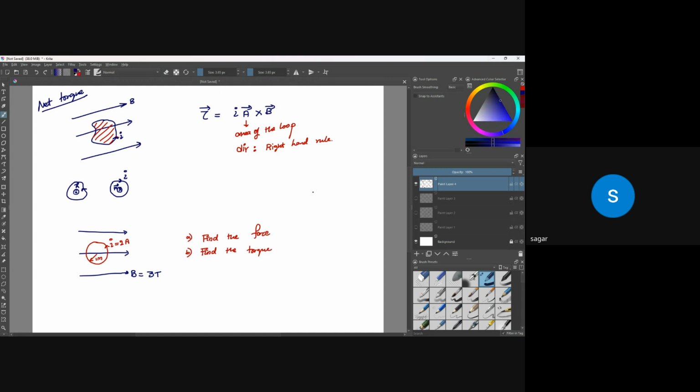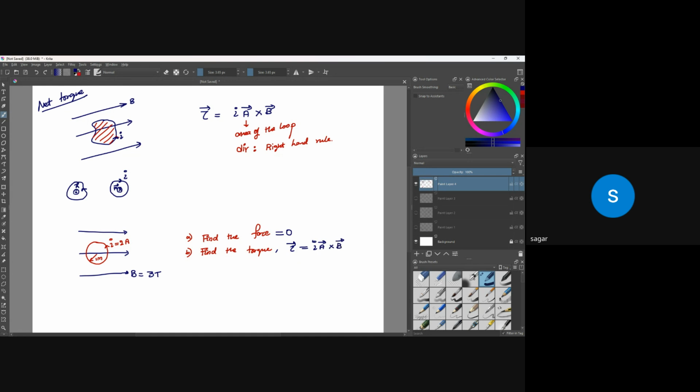Now force, well, can you guys tell me what is the force acting on this loop? Sir, 0. We have already seen that. Net force acting on a current carrying loop placed in a uniform magnetic field is 0. That was our previous slide. Well, over here, I'll simply use the formula. Torque is equal to I into A bar cross B bar.